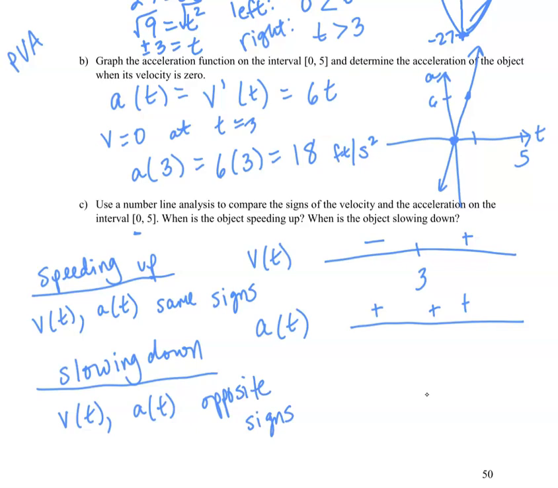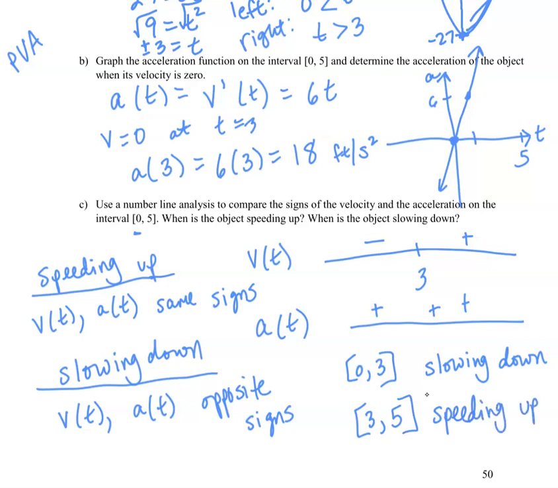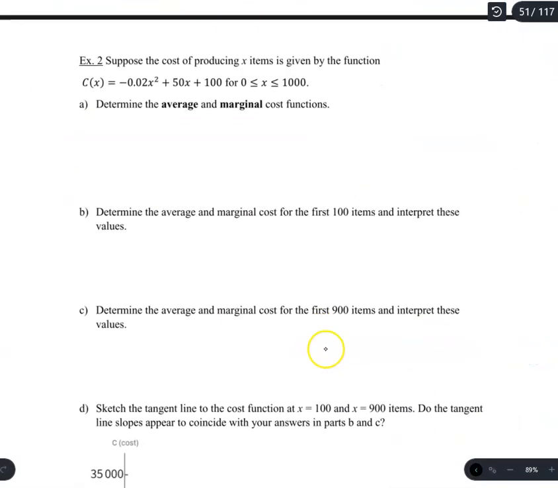So look at our number line analysis here, and when does that occur? Well, notice from 0 to 3, the velocity is negative, but the acceleration was still positive. So on the interval 0 to 3, the particle would be slowing down because the signs are opposite. And then from 3 to 5, notice that they are both positive, so that means the particle would be speeding up. And that's what we need to know to answer that question and how we use that number line analysis. Let's do one more quick example here.